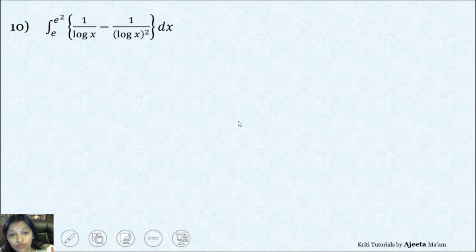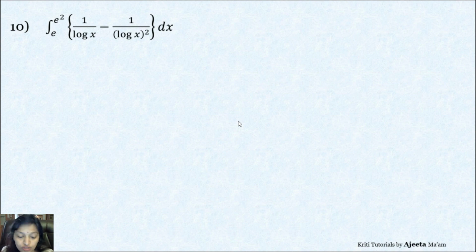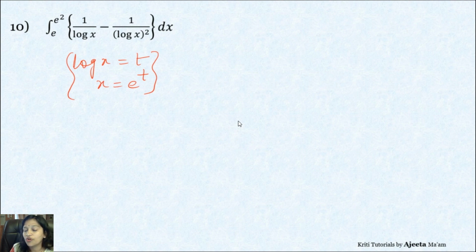Now, how can you do this? E raised to e square. The limits are in e. Okay, now let's take it. And here we have 1 upon log x minus 1 upon log x whole square. How will you take up the question? Yes? Okay, let's do it. Log x as t, let's take. So x is exponential t. This is the relation in log and exponential, if you all remembered.